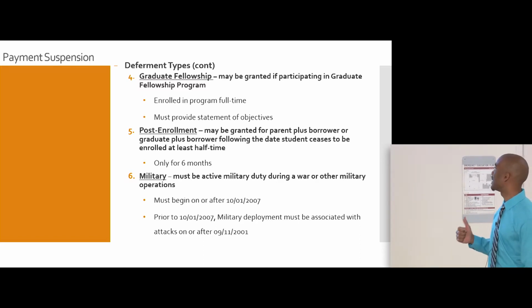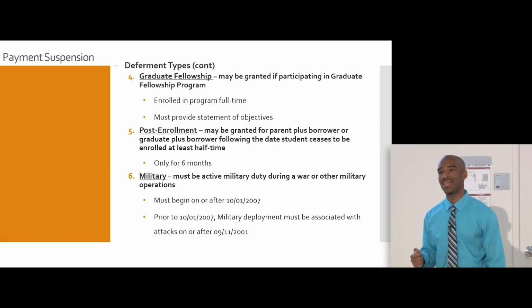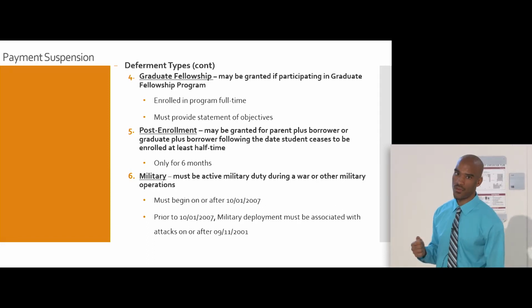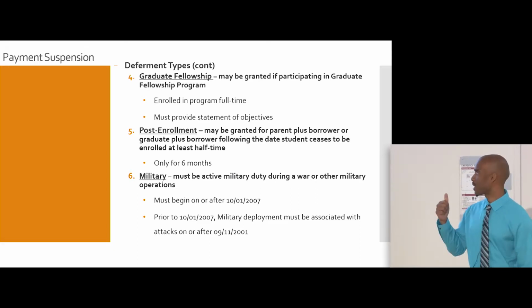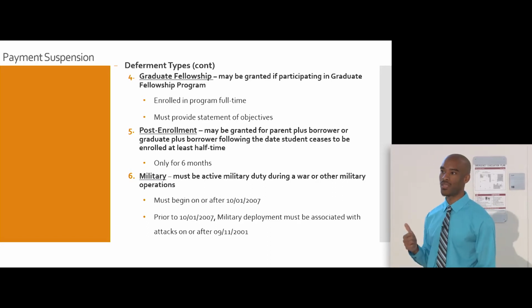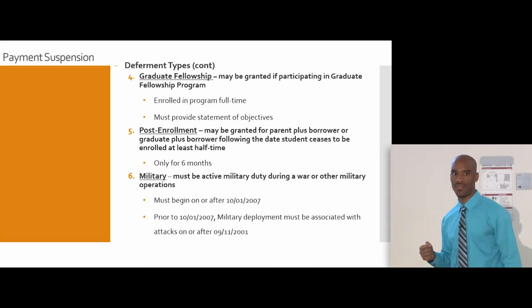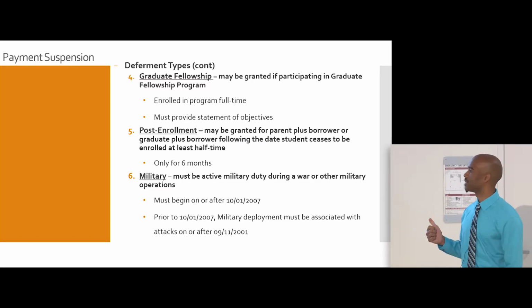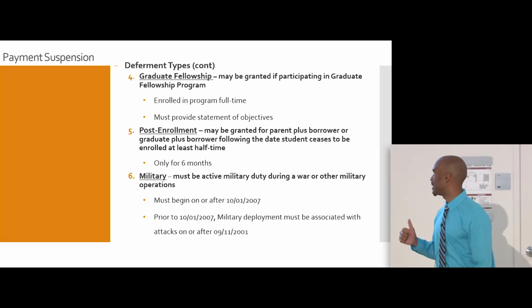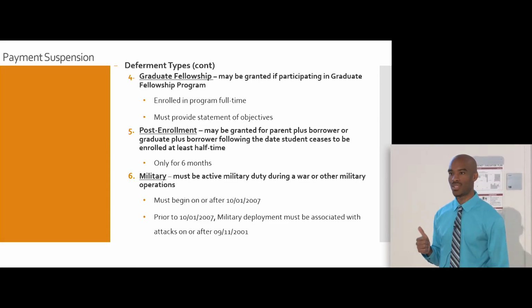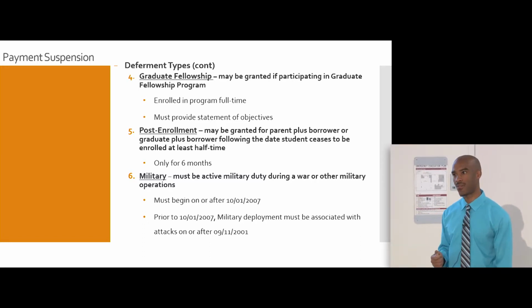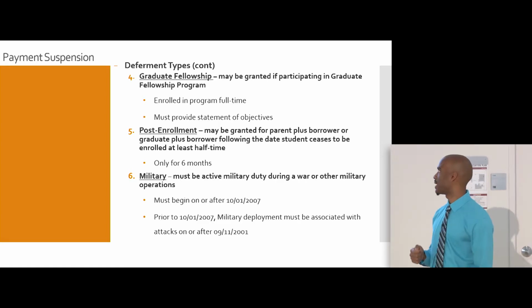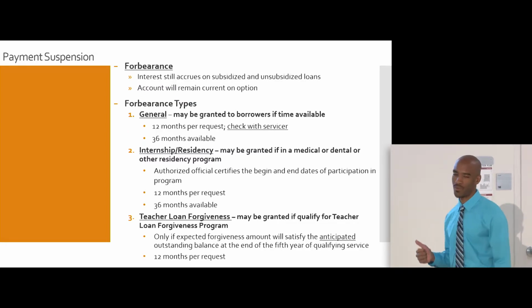Next is the post-enrollment deferment, which is only for Parent Plus and Graduate Plus loans. It's basically those 6 months you get when you graduate or withdraw or drop down to less than half time on your Parent Plus or your Graduate Plus loans. Next is the military deferment. With the military deferment, you do have to be on active duty in order to have that deferment placed on your account. All right, the next one is forbearance.